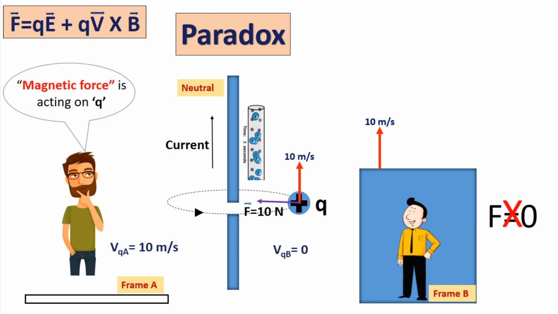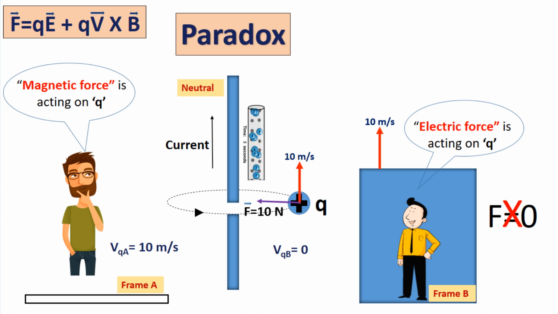Surprisingly, person B says that an electrical force of 10 Newton is acting on the charge Q. What is this mystery? Person A says that 10 Newton of magnetic force is acting on Q, while person B says that 10 Newton of electrical force is acting on the charge Q. Who is right?